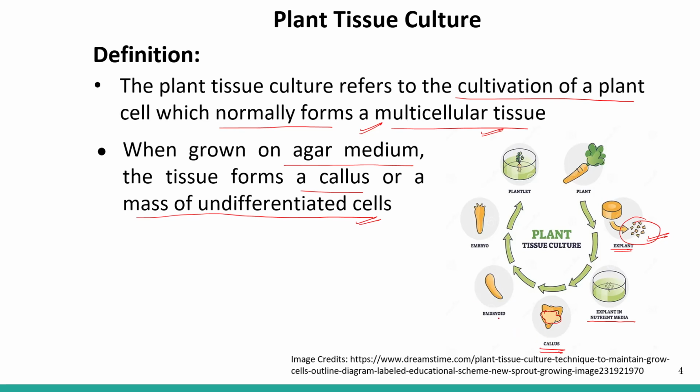Now from this callus, small embryoids grow. When we take out these embryoids and put them in another nutrient medium, then we can have an embryo, and this embryo gives rise to a new plantlet. So this is about tissue culture. This is the definition, or the understanding at the primary level, of what tissue culture is.